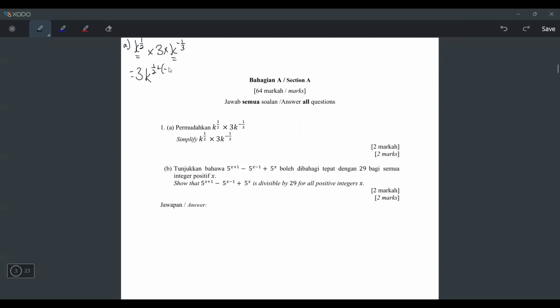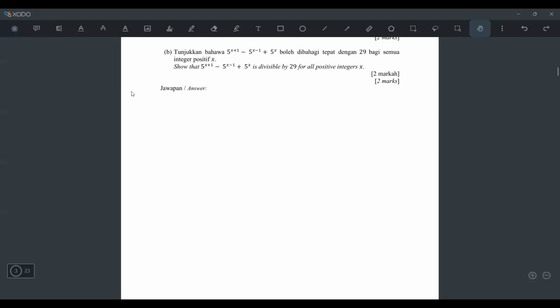So 1 over 2 plus bracket negative 1 over 3. And you can use your calculator to press this. You will get 1 over 2 minus 1 over 3, right? So what you get? You will get 1 over 6, right? So that should be the answer for A. Okay, let's move on to question B.